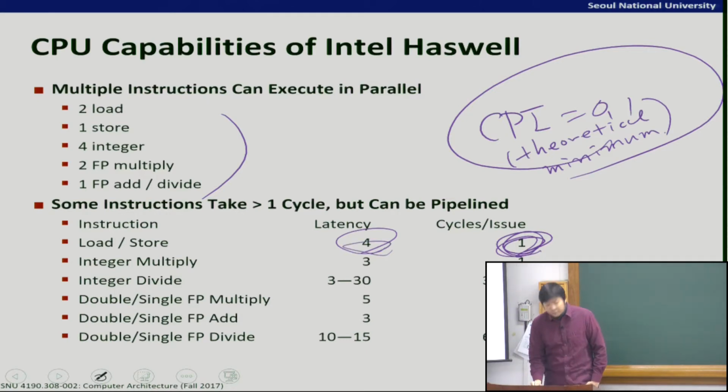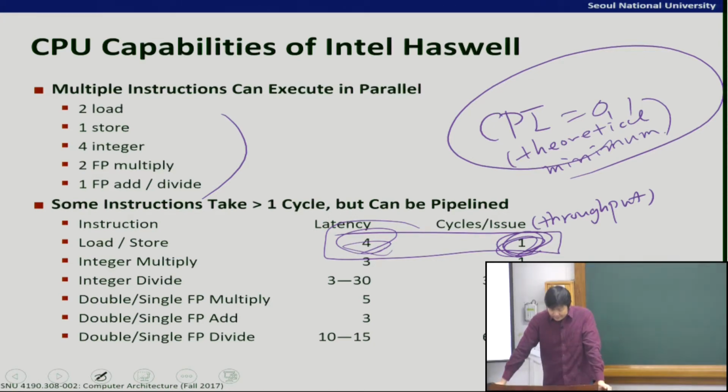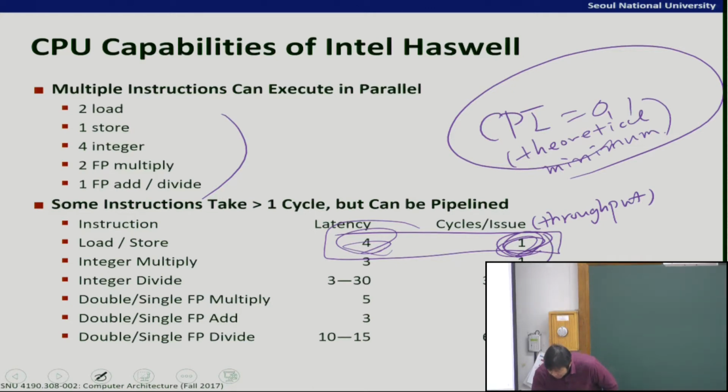In this case, it's a 4-stage pipeline. Every cycle a new load instruction comes into the pipeline, but a single load instruction takes 4 cycles to complete. So this one is about latency, and this one is about throughput. Integer multiply takes 3 cycles, but it's fully pipelined. By the way, if you can start a new operation every cycle like this, where cycles per issue is 1, it is called fully pipelined. Fully pipelined means that at every cycle you can take a new load or multiply instruction.